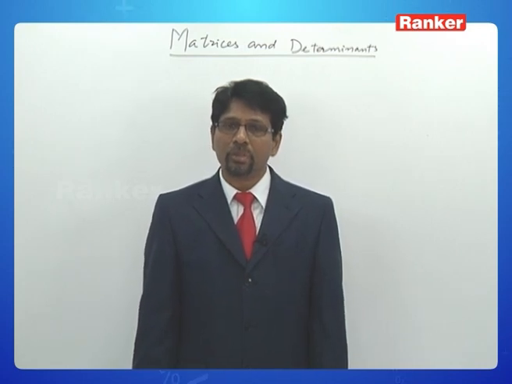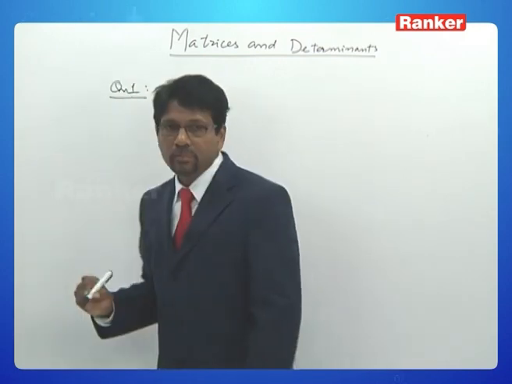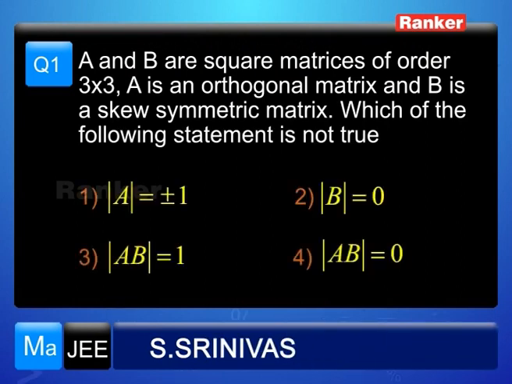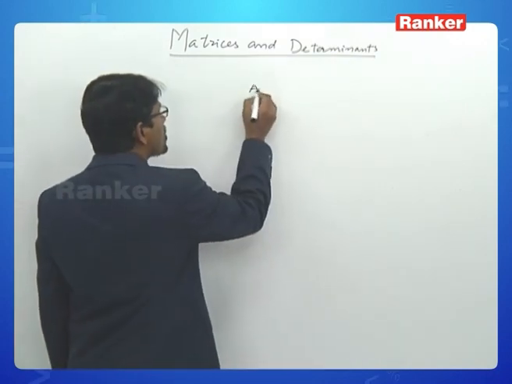Problem number 1, question number 1. If A and B are square matrices of order 3 by 3, A is an orthogonal matrix and B is a skew symmetric matrix, which of the following statements is not true? First statement: determinant of A is equal to plus or minus 1. Determinant of B is 0, determinant of AB is 1, determinant of AB is 0. These are the 4 statements. There are 2 types of matrices we are talking about. A is an orthogonal matrix.